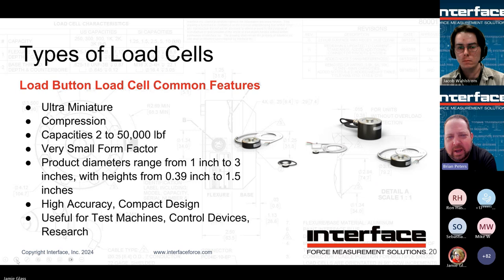Load buttons often get a bit of a bad rap just because performance isn't quite where it is with other sensors. But when you factor in all of the design constraints and compromises to get to very, very small form factors, it's not surprising. Interface, of course, has done some tweaks, which we'll highlight on one product family to try to bring interface level performance to this type of product. But sometimes these are the only option or the best option.